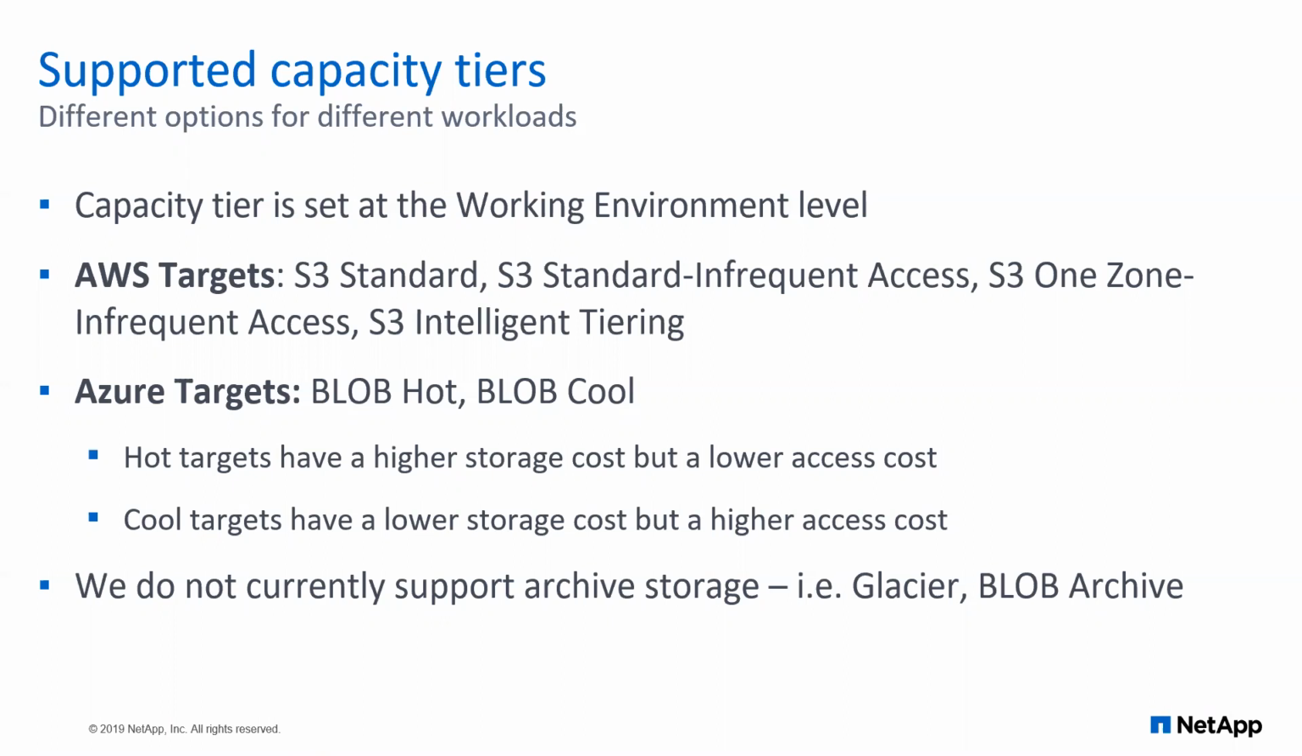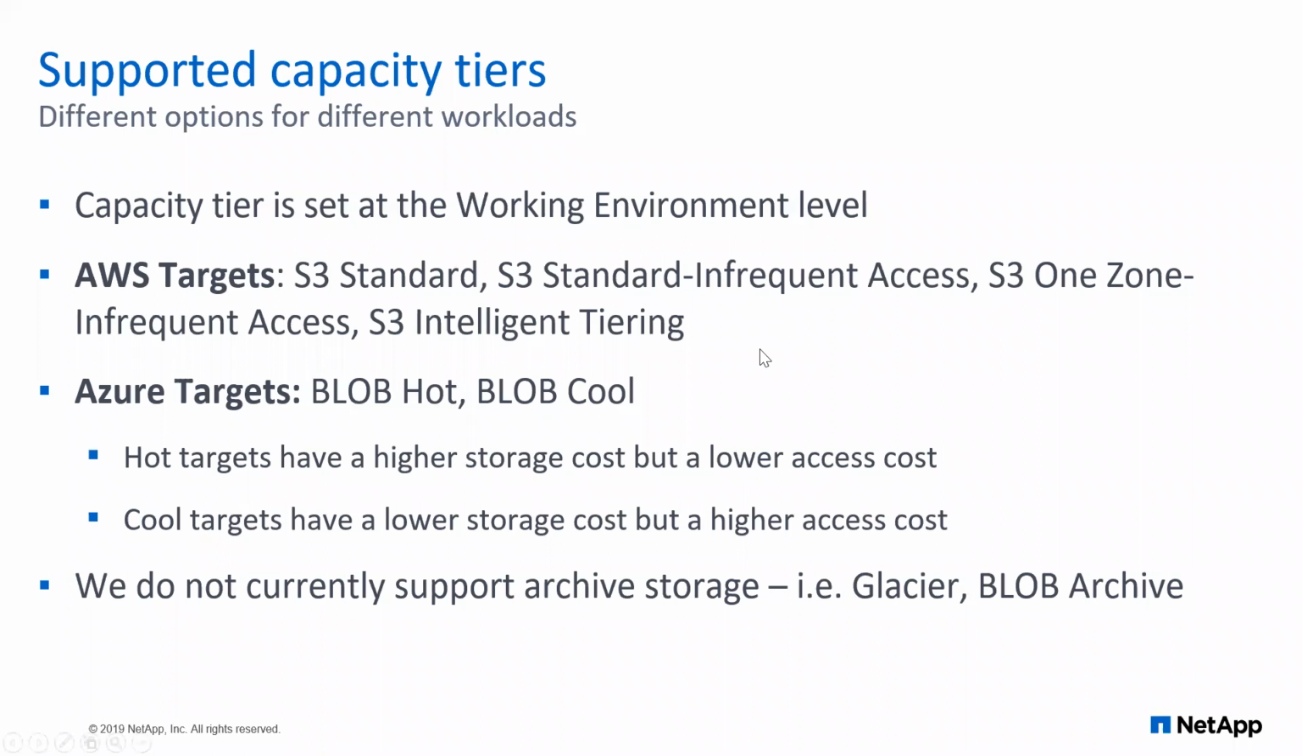Cool. So for AWS users, these are your options: S3 Standard, S3 Standard Infrequent Access, S3 One Zone Infrequent Access, and then Intelligent Tiering, which is very cool. Azure is a little simpler. It's Blob, and you can choose between hot or cool. So some things to know about these different targets, right?